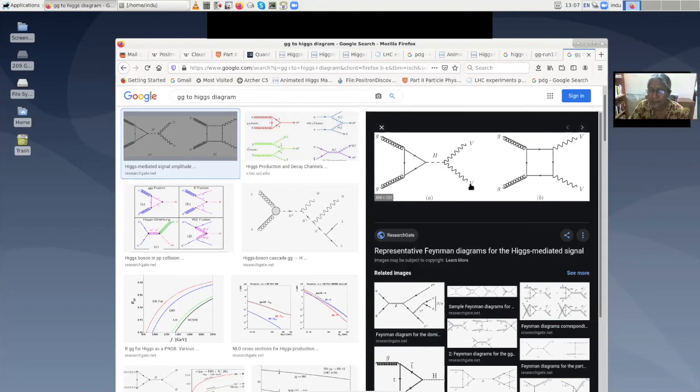It will go to ZZ star because there is not enough energy to give you ZZ, because Z is 90, 90 plus 90 is 180, and this is only 125. It will give you ZZ star. But this will then be proportional to the mass of the Z. So the production and decay will depend on all these parameters.